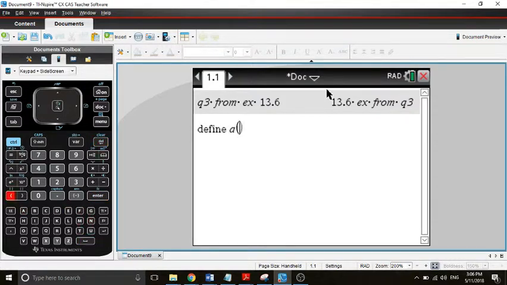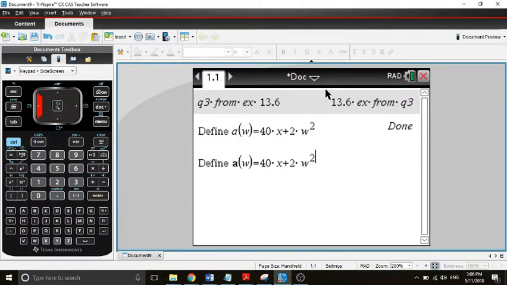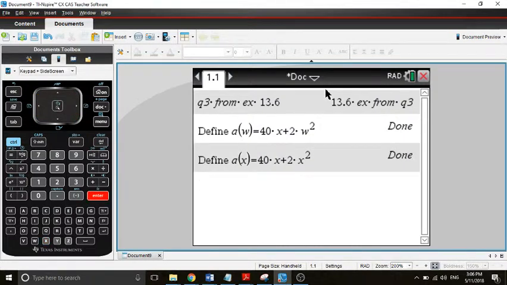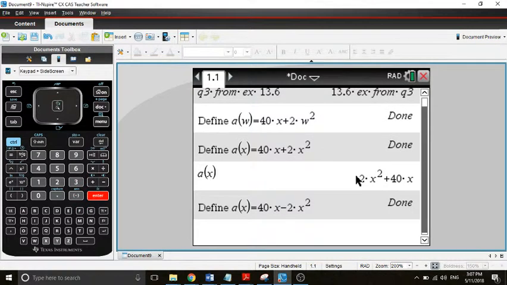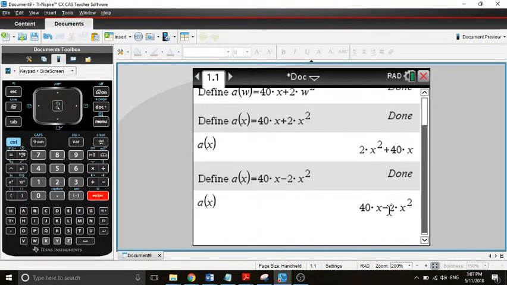So we're going to define this now as A of W. We'll just remember when we're graphing things, A of W equals 40W plus 2W squared. So that's what we've got there. Now I'm going to change that and make it A of X. So define A of X equals 40x minus 2x squared. It should be okay. Now if I type in A of X, it should be a negative 2x squared plus 40x. Okay, so now we'll try it again. A of X, and that's fine now.